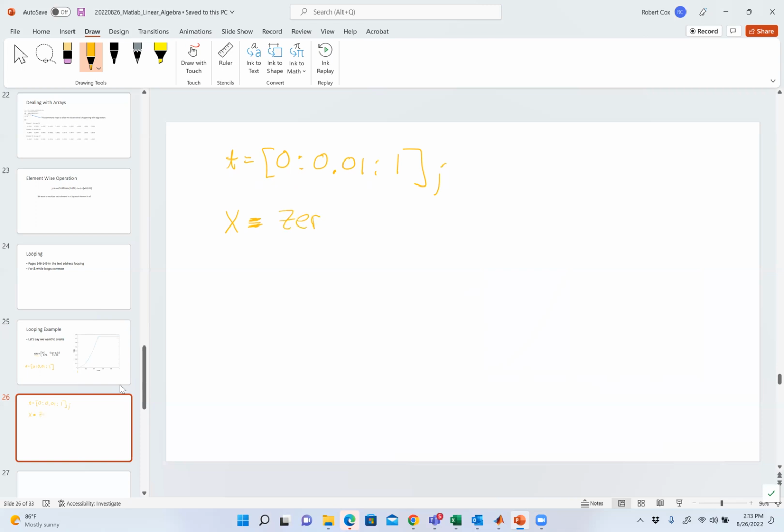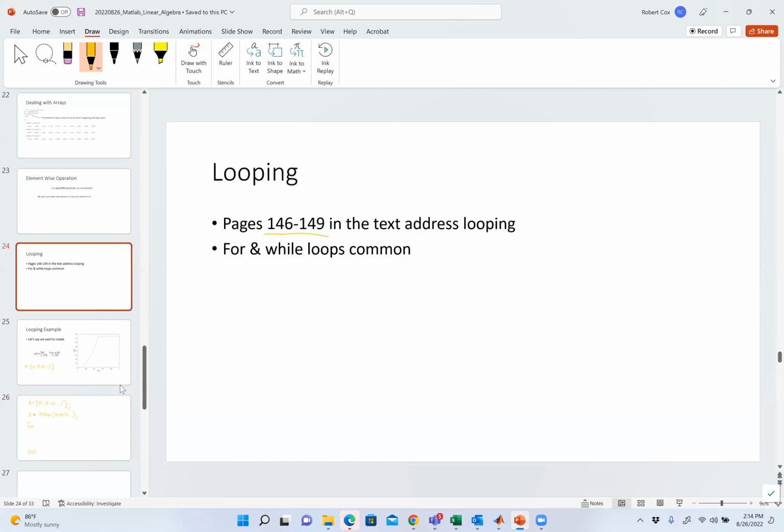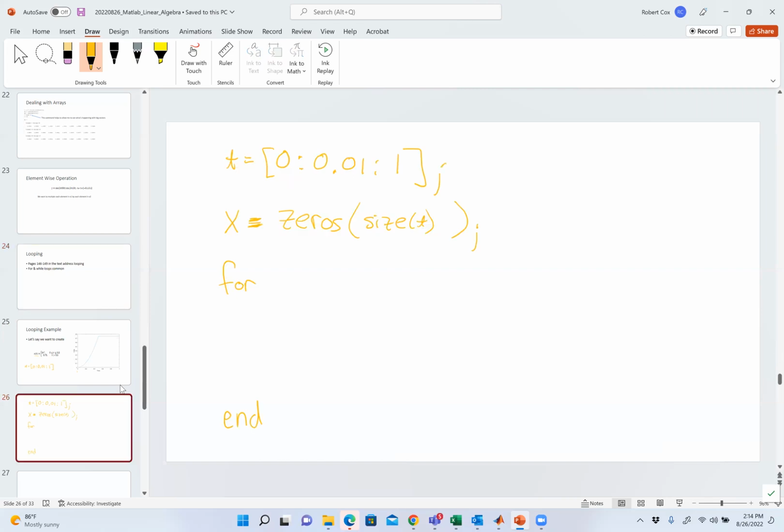What did I say you could do with that? I said, well, there's a command called zeros, right? Where I can say, I want to create a vector of zeros. Now, how big should that vector of zeros be? Size of t, right? The exact same size as t, which I could figure out. Now I got to fill up that vector. So I can do a for loop. Now, in MATLAB, and again, I point you to 146 to 149 to get all that stuff, your loops start with whatever the keyword is, and they always end with end.